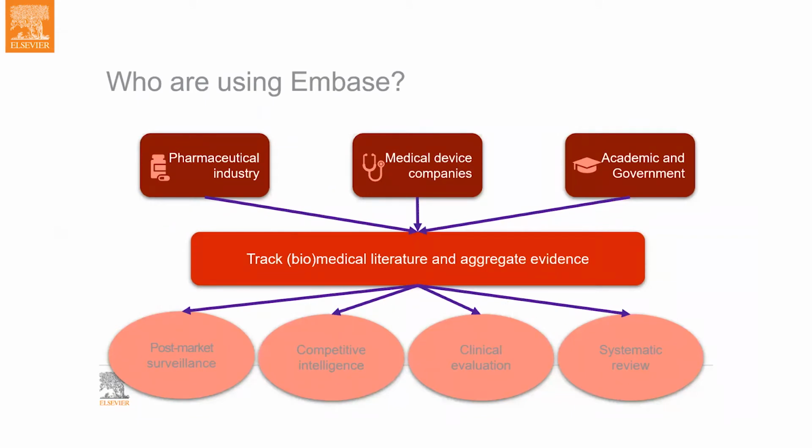Who usually uses Embase? Very often it's the pharmaceutical industry, producers of drugs, and medical device companies, and of course educational, academic and government organizations, and hundreds of users all over the world use this database. Most often it's used for systematic reviews, clinical evaluation, competitive intelligence search, and for safety and pharmacovigilance tasks.